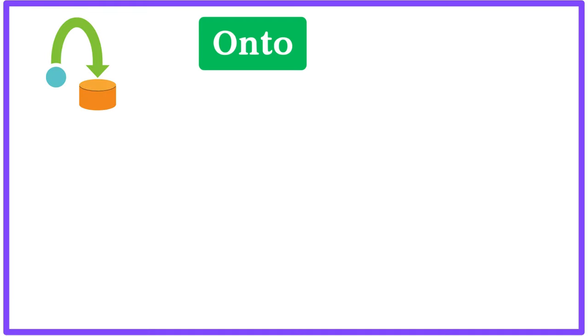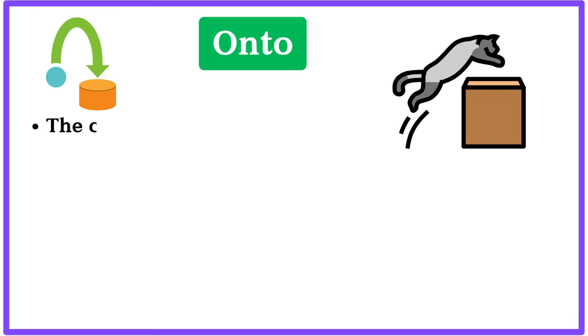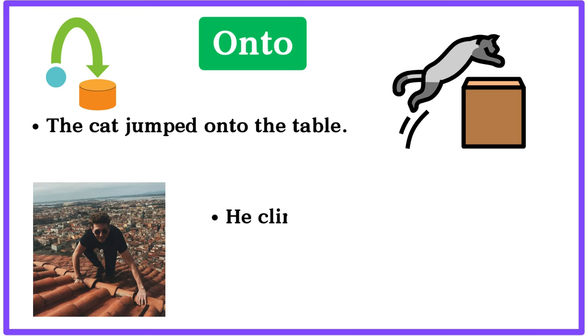Onto. The cat jumped onto the table. He climbed onto the roof.